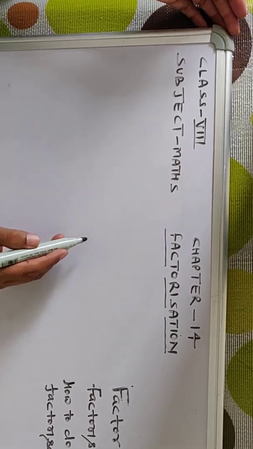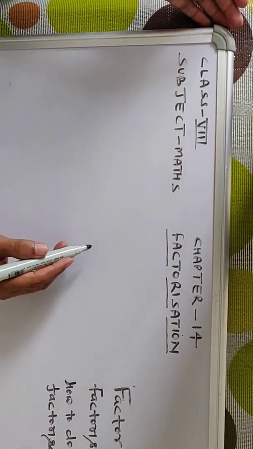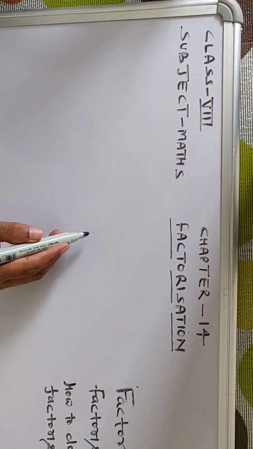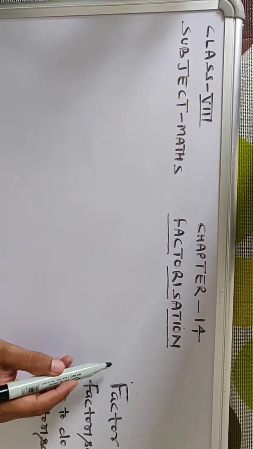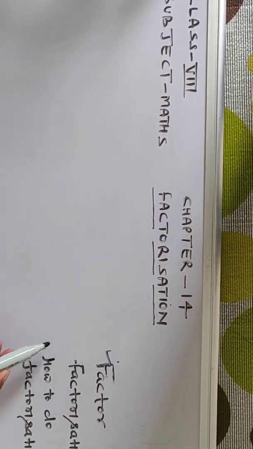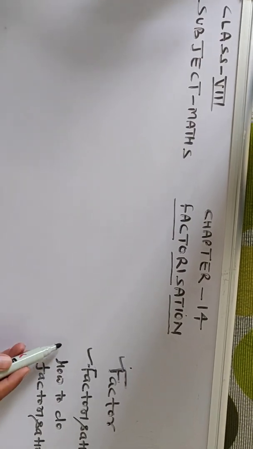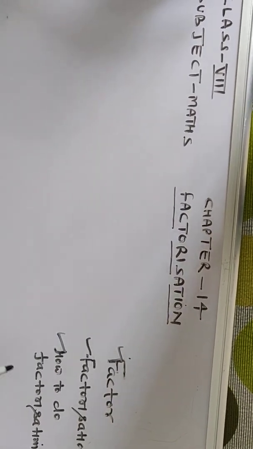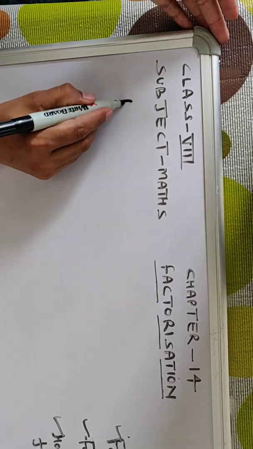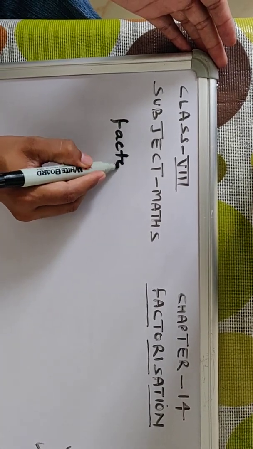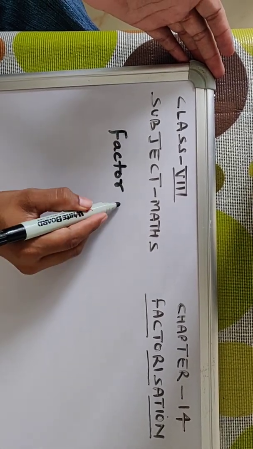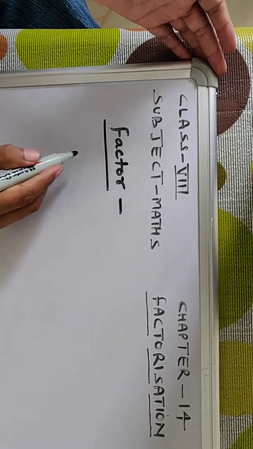Students, today we will discuss factorization, that is chapter number 14 in your syllabus. First of all, I will discuss factors, what is the meaning of a factor, and then how to do the factorization. Let's see what is the meaning of a factor. In lower classes you studied this, so I will take one example.